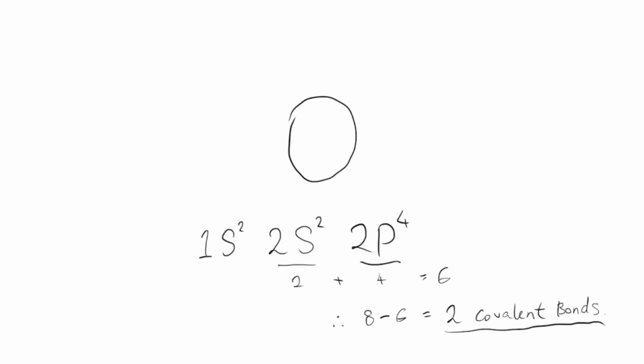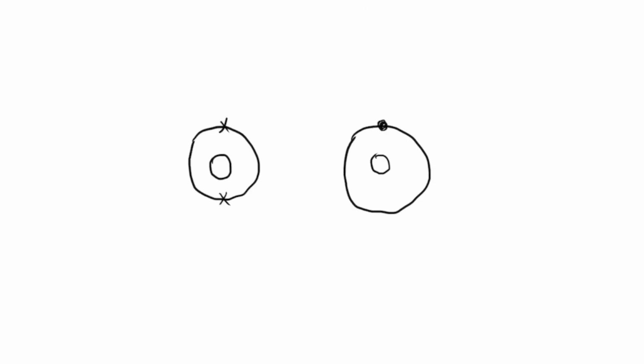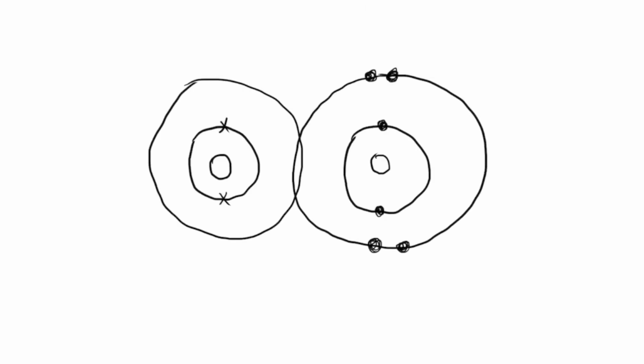Remember how a covalent bond was the sharing of 2 electrons between 2 atoms. Therefore, each covalent bond formed is effectively 1 extra electron from a neighboring atom. The same argument works for elements like nitrogen, which can form 3 covalent bonds, and carbon, which can form 4.